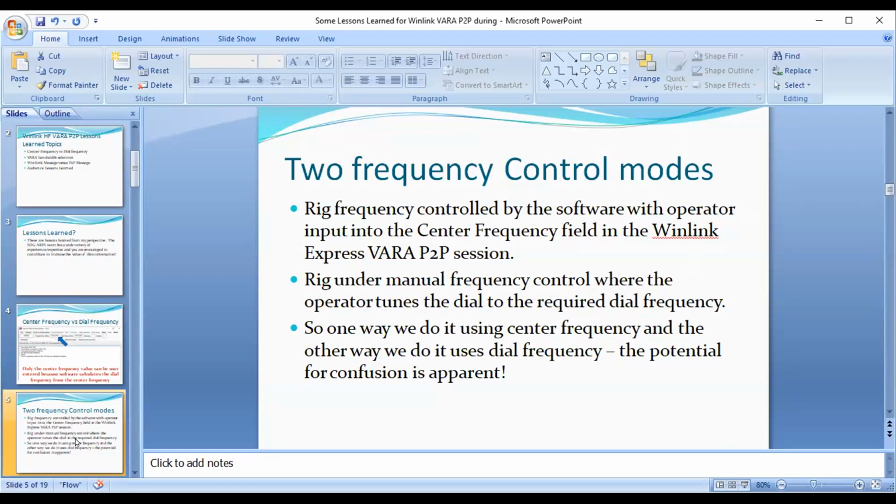However, if you are not using software control of your radio, you dial in the frequency on the dial manually. So the rig is operating under manual frequency control, and you dial the frequency, in that case, to 7072 kilohertz. So like I say, there's one way you're doing it with the center frequency, and the other way you're doing it with the dial frequency, and confusion can become a problem.